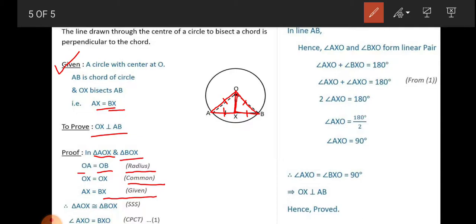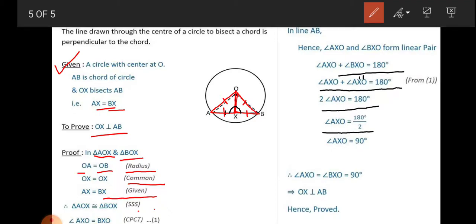So triangle AOX is congruent to triangle BOX by the side congruence rule, and by CPCT, angle AXO is equal to angle BXO. Now in line AB, angle AXO and angle BXO form a linear pair. So angle AXO plus angle BXO is equal to 180 degrees. As angle AXO is equal to angle BXO, write angle AXO in place of angle BXO. So double of angle AXO is equal to 180 degrees.